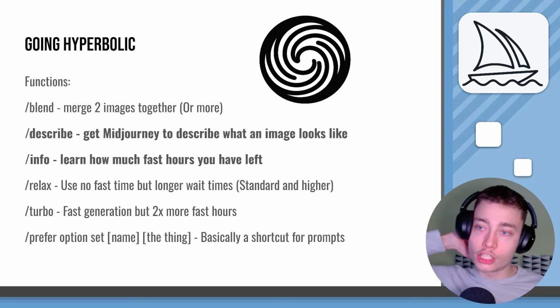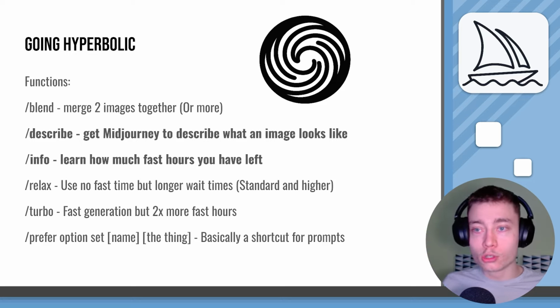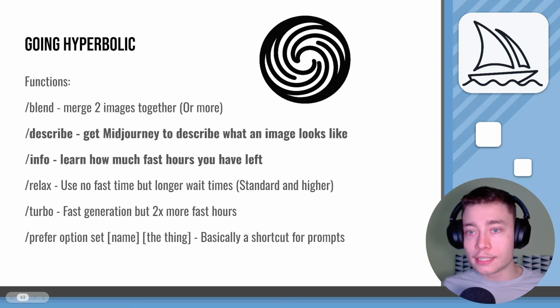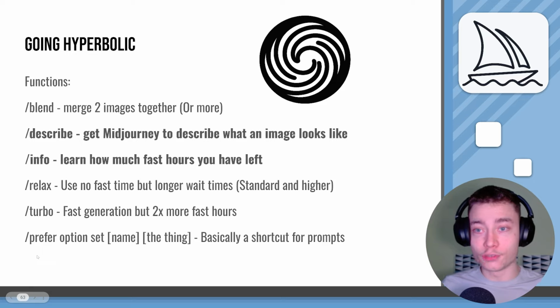So if you find yourself generating, maybe for logos, if you have a really good prompt that works for logos, set it as a preset using the prefer function. And you will save yourself dozens of hours in the long run.